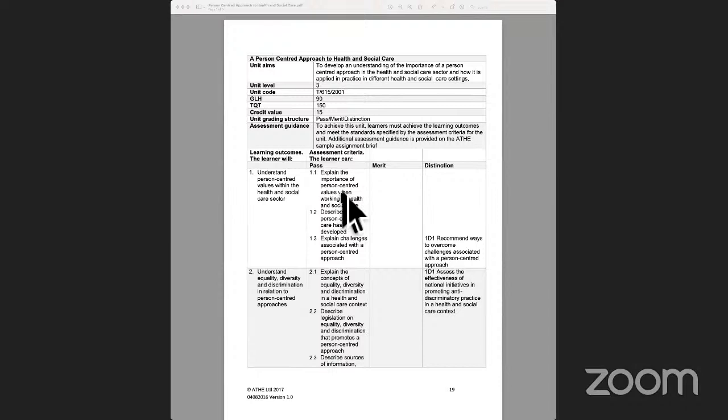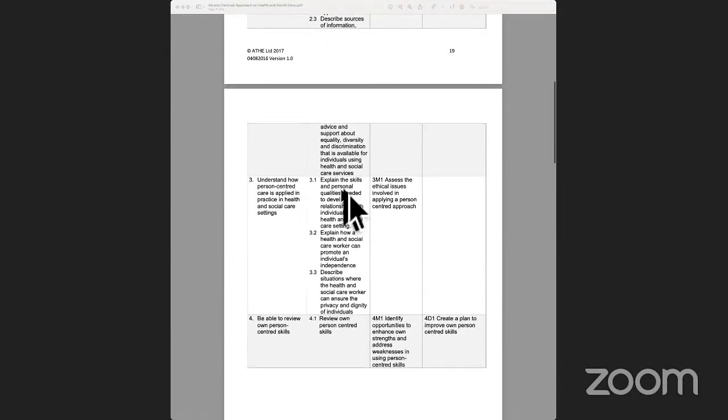Now, we are going to cover this unit in 5 sessions. Sessions on Monday and Tuesday, today and tomorrow, will cover learning outcomes 1 and 2. Next week, we're going to cover learning outcomes 3 and 4. And then the following week, we will do an assignment discussion session to discuss how to put together the evidence for this unit so that you're able to submit the assignment.